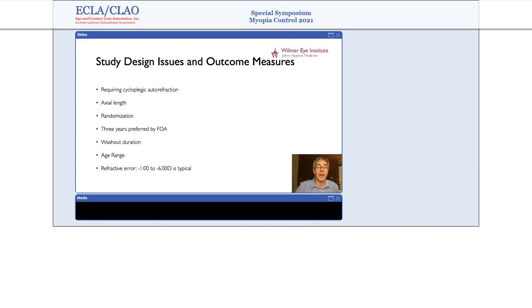There are many issues that have come up with development in terms of outcome measures and monitoring the children on treatment. Do you require a cycloplegic autorefraction? The importance of measuring axial length to see that it correlates with the refractive error change, because it's the axial length that we want to see inhibited and not just the cycloplegic refraction. Randomization is, of course, important. 3 years of follow-up on treatment is preferred by the FDA. The studies will have varying washout durations, somewhat varied age ranges, and the refractive error is typically -1 to -6 diopters.